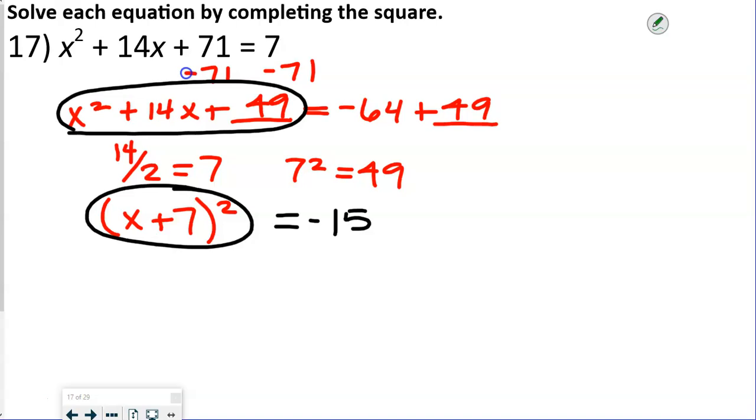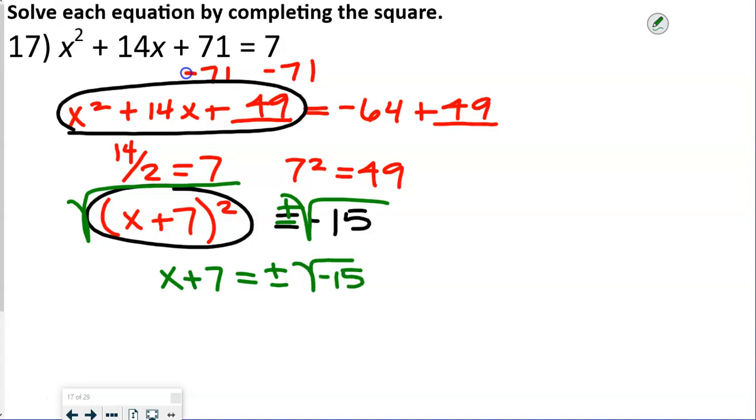Because we want to get our x by itself, remembering that we got plus or minus over there. So this is going to be x plus 7 is equal to plus or minus the square root of negative 15. So then we got x. We're going to subtract 7 from both sides. So this is going to be negative 7 plus or minus.